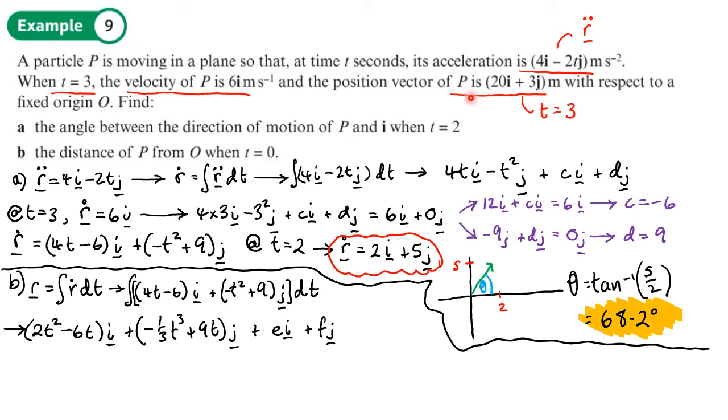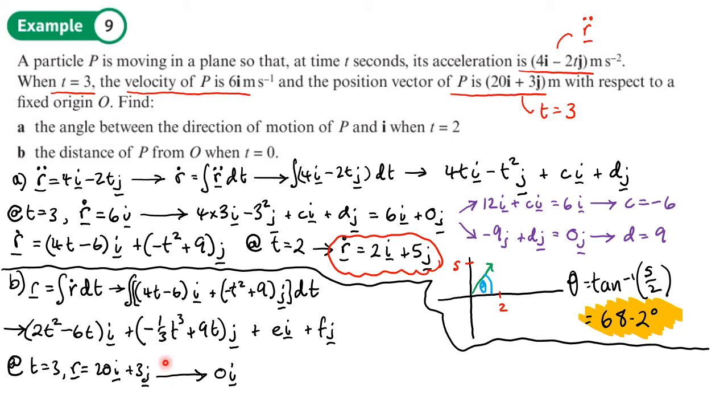And we were told right at the very start that when t is 3, that's the position. So now we're going to substitute that in, and we'll say at t equals 3, r equals 20i plus 3j. So if I put the 3 in, we'll just work this out manually. 2 times 3 squared is 2 times 9, 18. So I'm going to have 18 minus 18, 2 times 9 is 18, minus 6 times 3, yeah. So we end up with 0i.